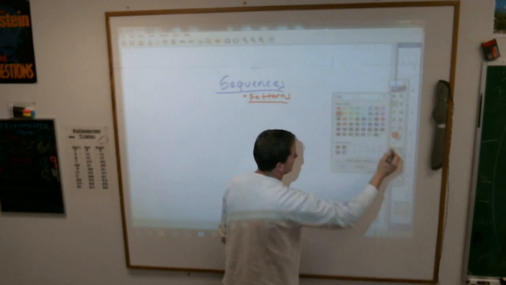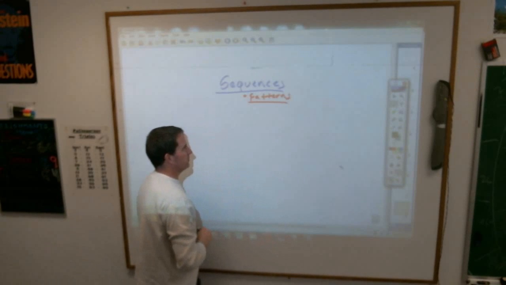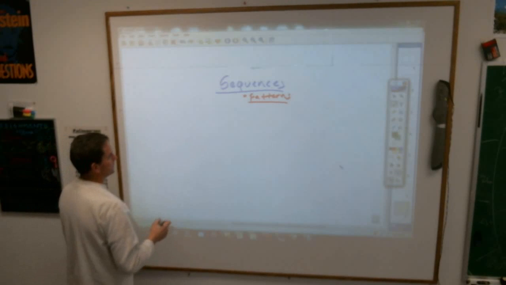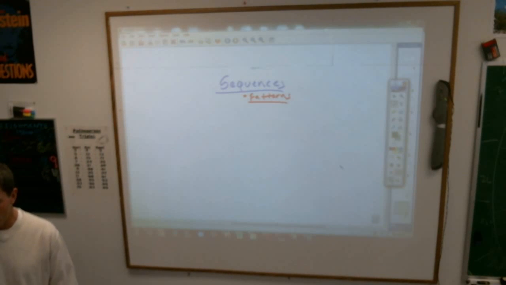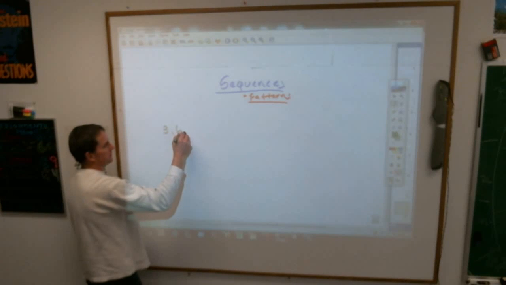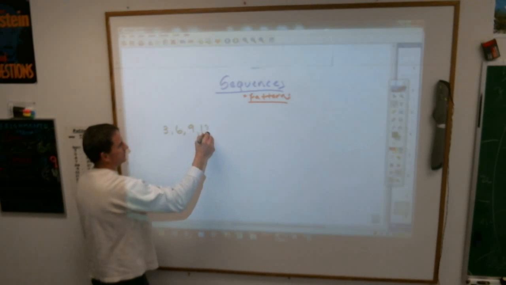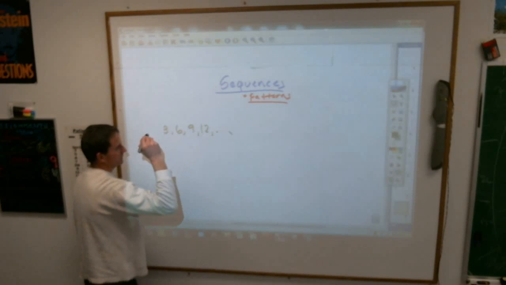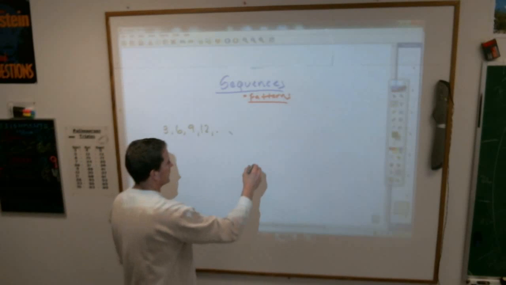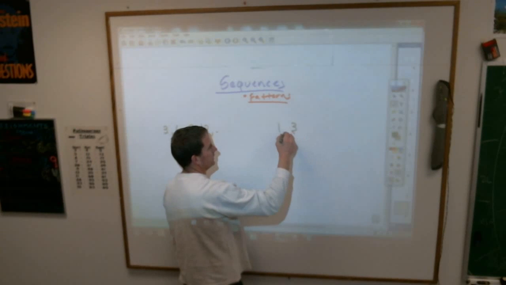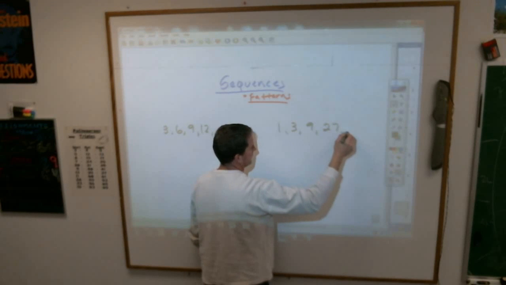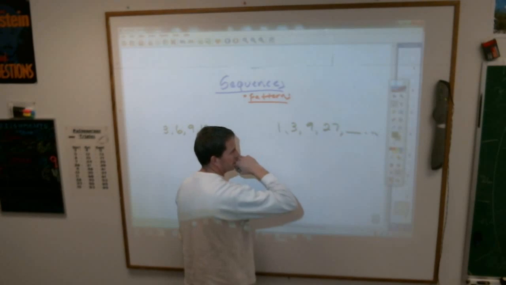Today we look at a little bit of sequences slash patterns. And we're going to talk about two different types. We've got a pattern that's going to look like this: 3, 6, 9, 12, dot, dot, dot. And then we've got one that looks like this: 1, 3, 9, 27, dot, dot, dot.